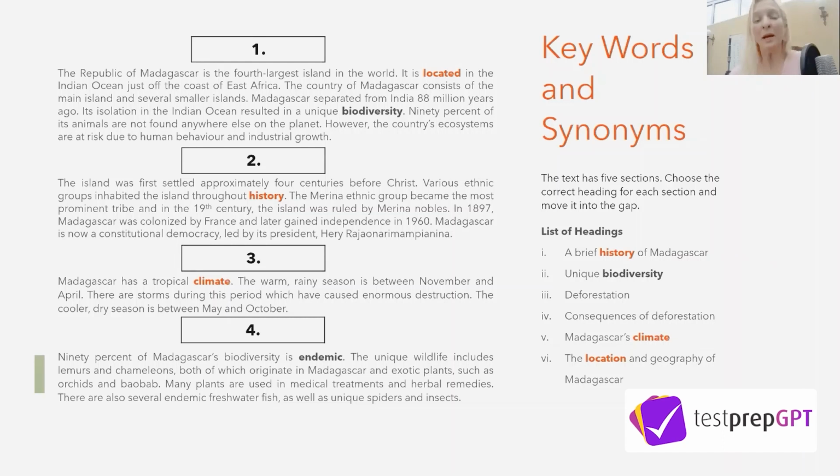So there might be some words you don't recognize, like endemic or wildlife or lemur, chameleon. These are very specific words, but in general, you'll probably see that the main idea of this paragraph is related to plants and to animals. Because it talks specifically about plants, herbal treatments, fish, you may recognize some of those words as being types of animals. So if you go back again to the list of headings, we'll see that probably the best answer here is, can you guess it? Yeah, that's right. Number 2, unique biodiversity.